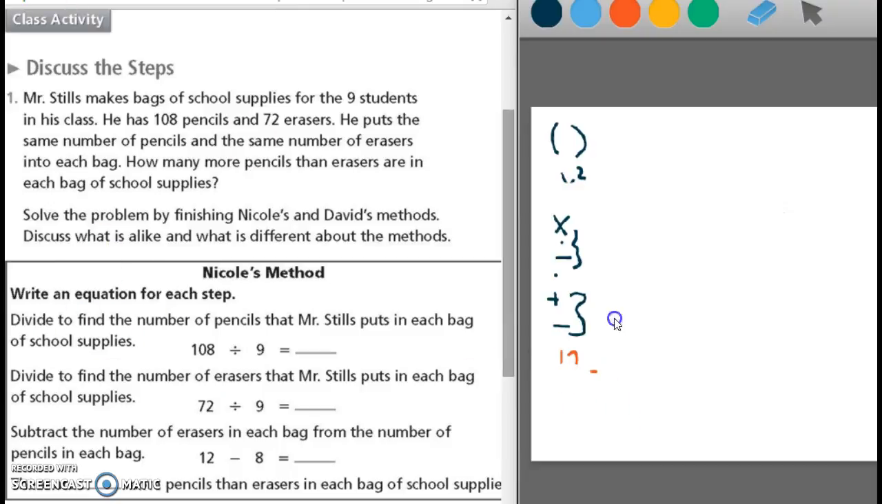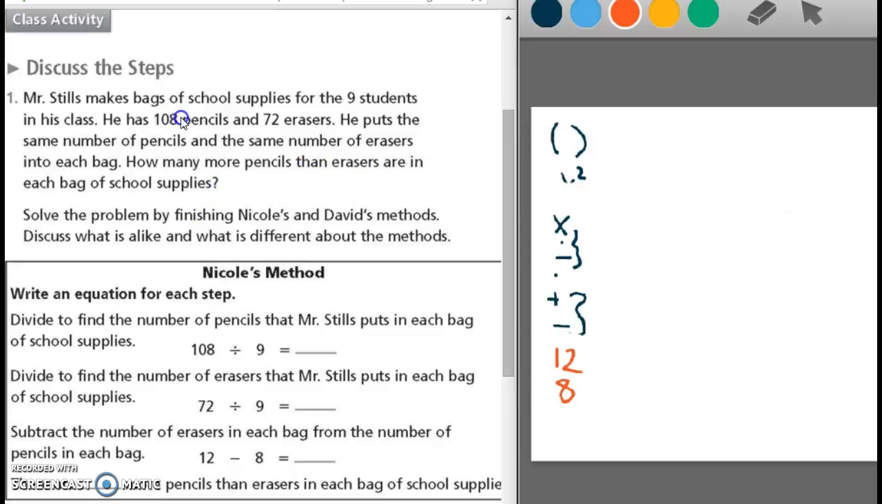So I'm going to just, oops, I saw the eraser. Sorry, I'm going to rewrite that. I had 12, and then I had 8. So then it says subtract the number of erasers in each bag from the number of pencils in each bag. So why did we need to do that? Because we had a second question up here. So I said how many more pencils than erasers are in each bag of the school supplies.